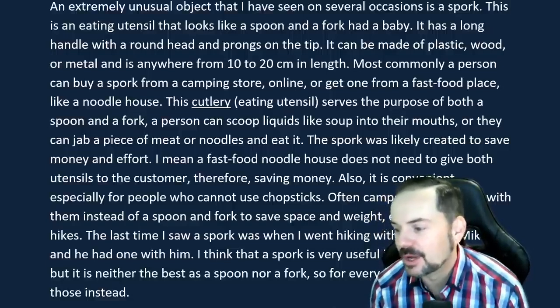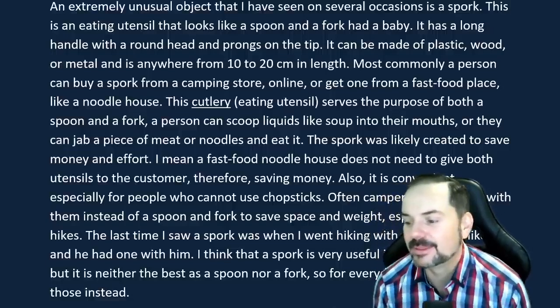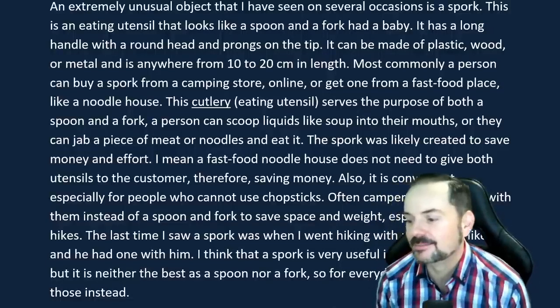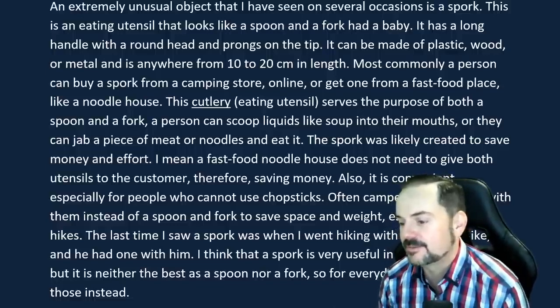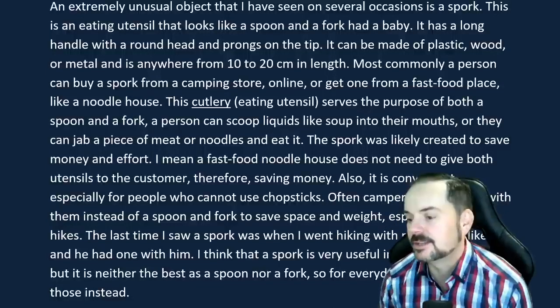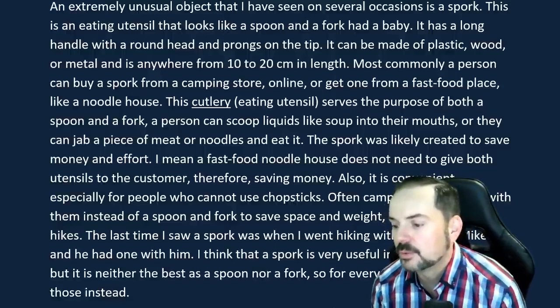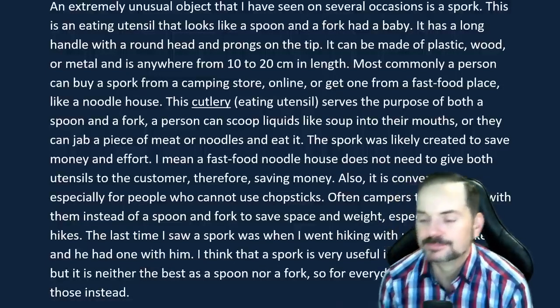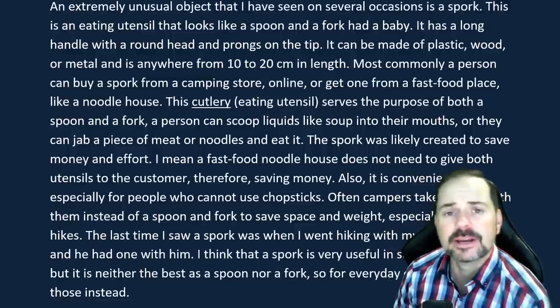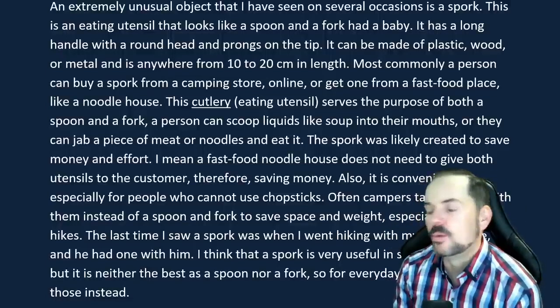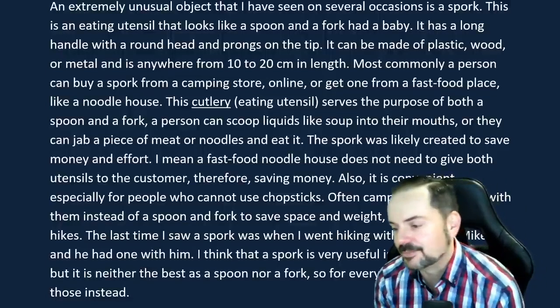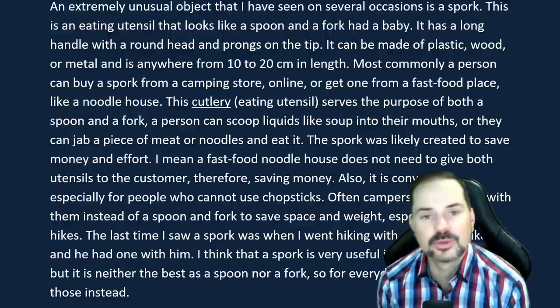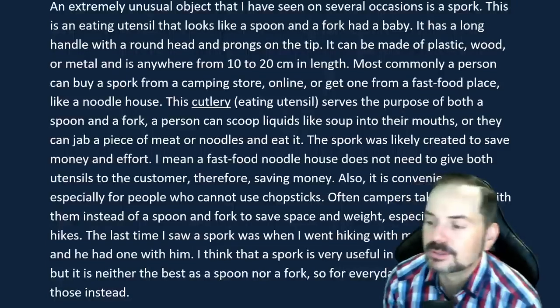Amra says, the one extraordinary item that I have ever seen in my life is a spork. It's a 15 centimeter long silver item made of metal, wood, or plastic, and is the combination of a spoon and fork. Very nice, Amra. I like the paraphrasing. I like the one extraordinary item. Extraordinary here is a good way to paraphrase unusual.